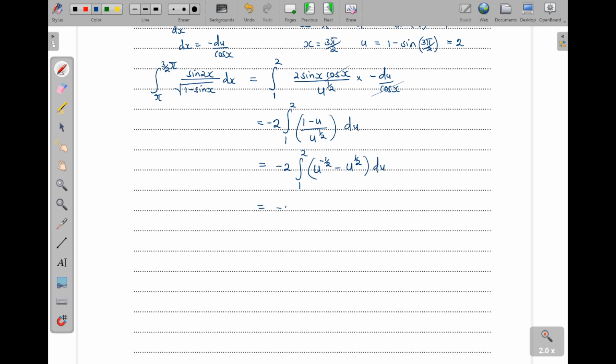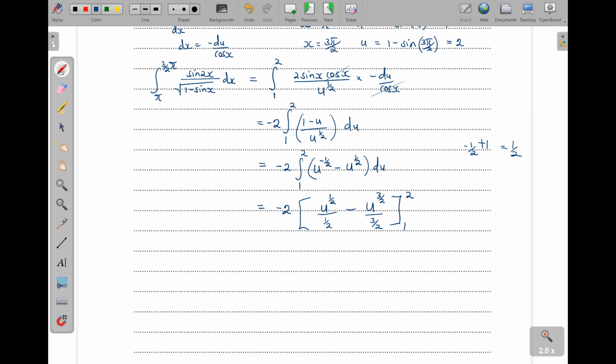Now, when we integrate, we increase the power by 1 and we divide by the new power. Negative a half plus 1 gives us a half. You see that? So we shall have u power half here, divided by that a half, minus u power half plus 1, that will be 3 over 2. Then we also put this 3 over 2 down here. And then the limits 2, 1.